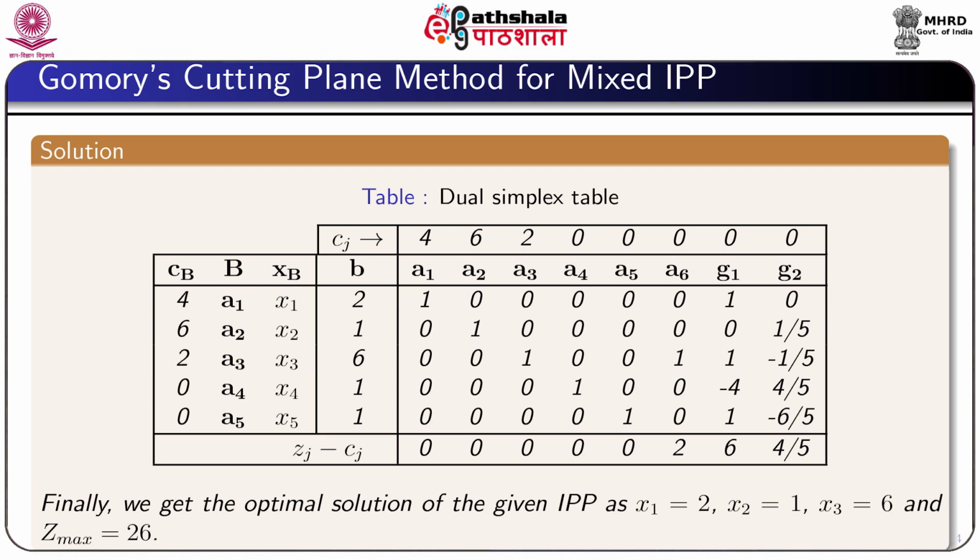This slide shows that the feasibility condition in dual simplex method is satisfied, as all the components of B are positive. So, we arrive at the optimal solution of the given IPP. We find that x1 = 2, x2 = 1 and x3 = 6 as the solution of the problem, and the corresponding value of the objective function z max is equal to 26.